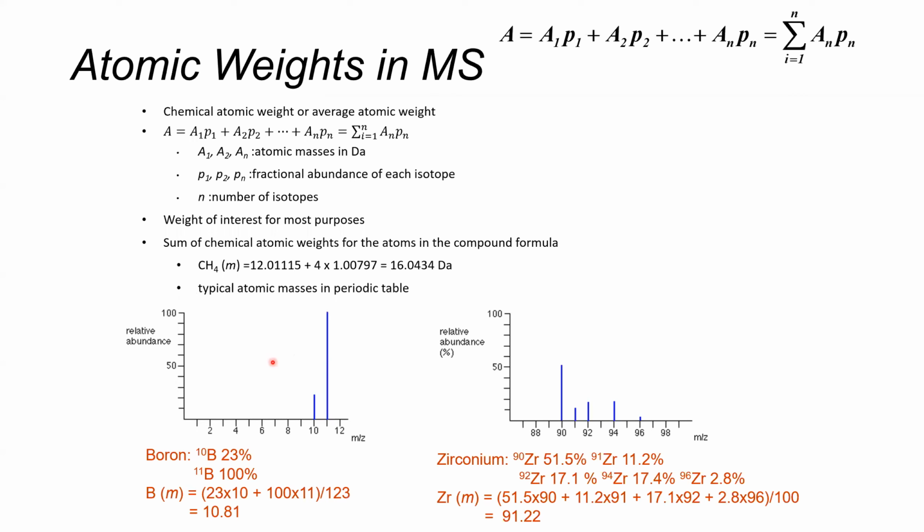Atomic weights in mass spectroscopy. So we have chemical atomic weight, or average atomic weight, which would be given like this, made up of the different atoms and their fractional abundance of each isotope, with n being the number of isotopes. The weight of interest for most purposes is the sum of chemical atomic weights for the atoms in the compound formula. For example, if we have methane, then the exact weight would be this.